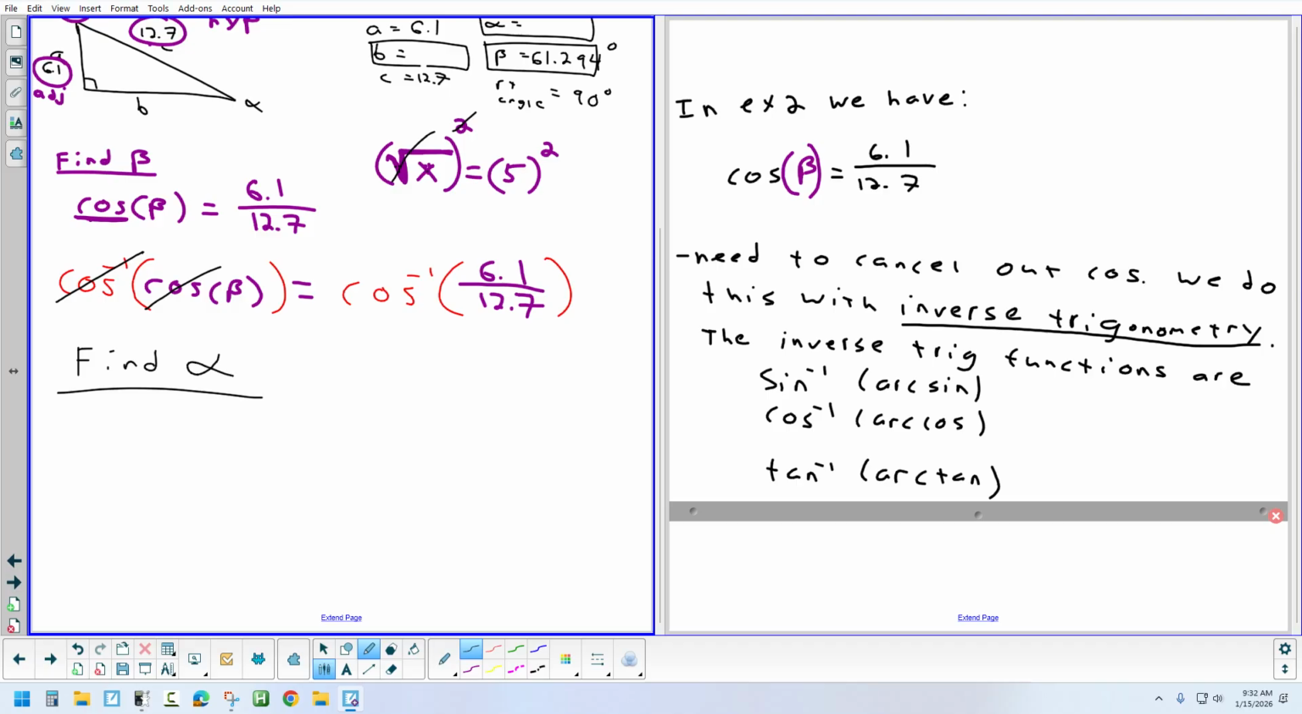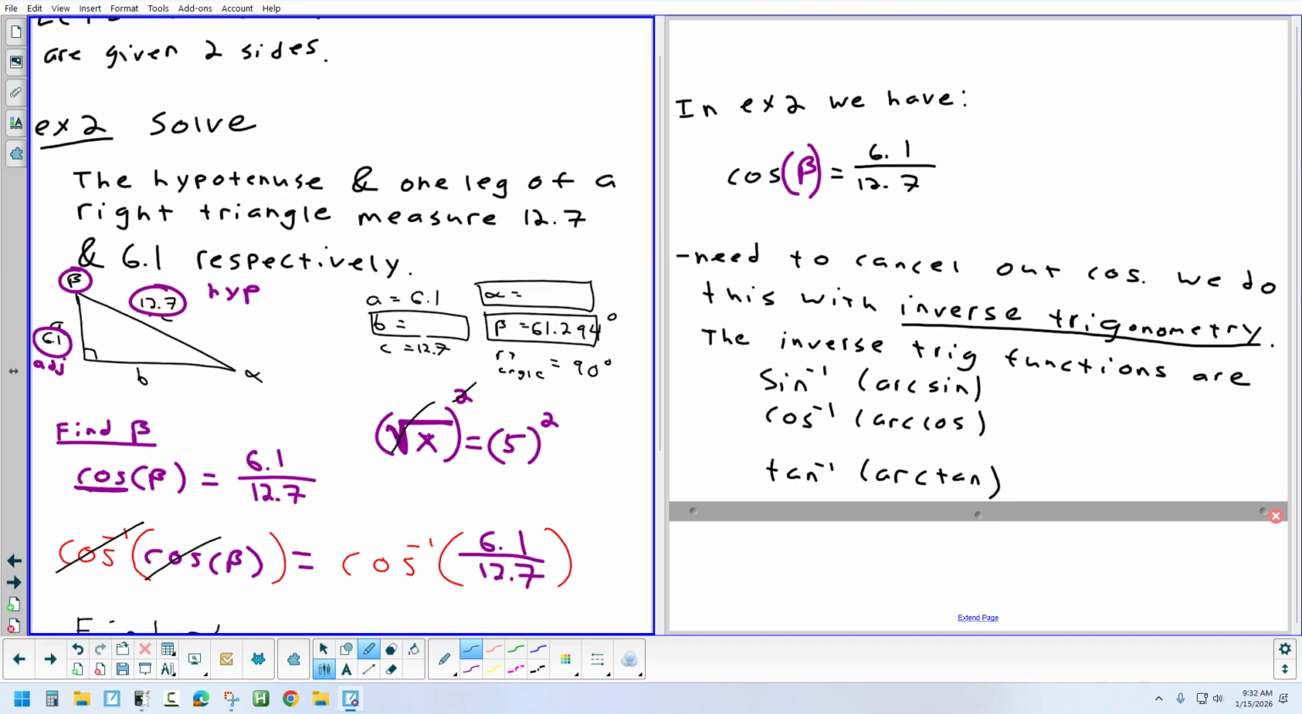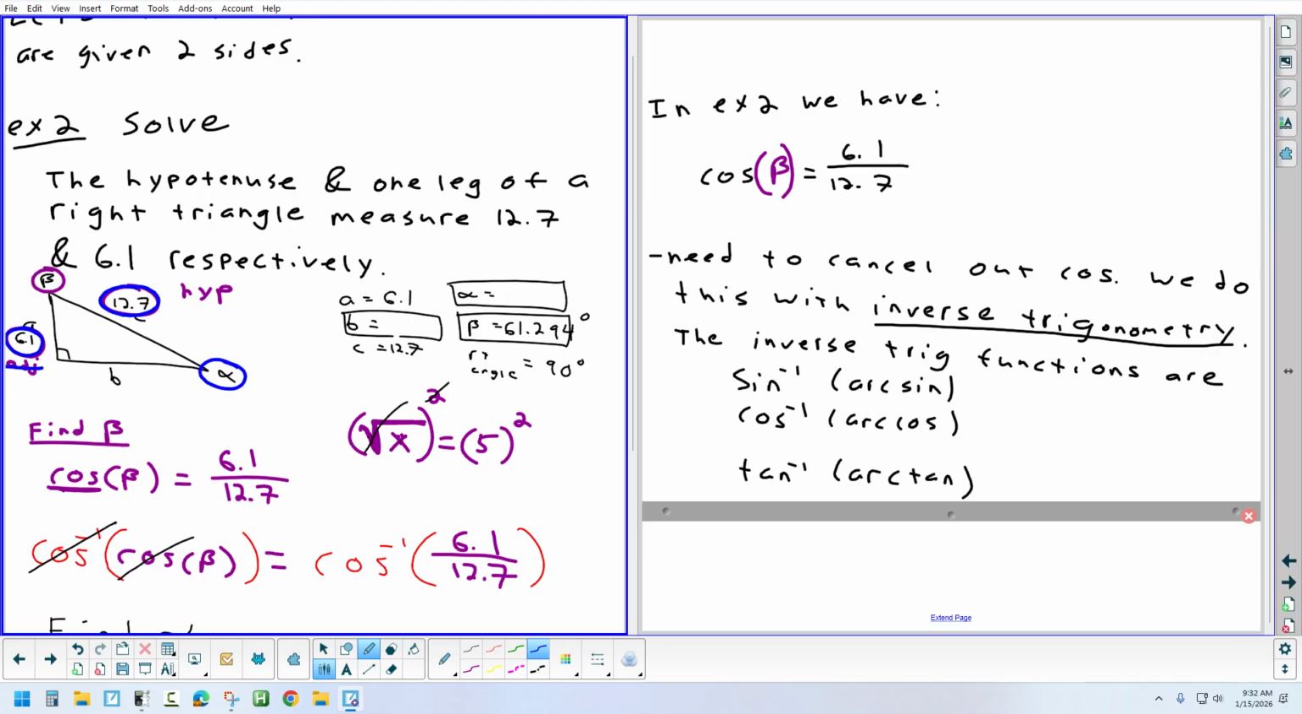Find alpha. All right, so now we are switching our perspective. We're switching the reference angle. So we are now standing over here, and we're using this, and we're using that. That name doesn't apply anymore.